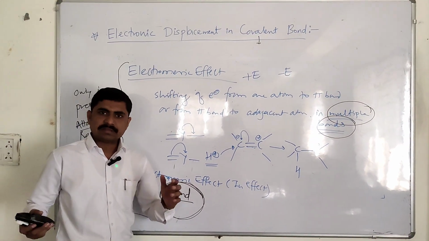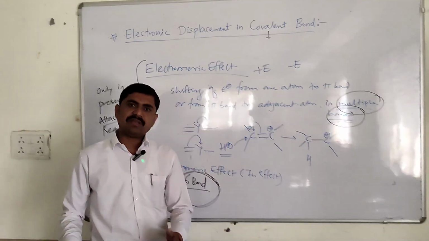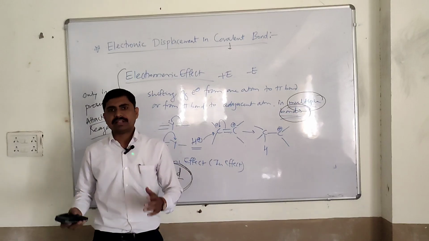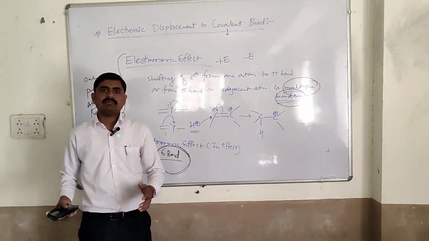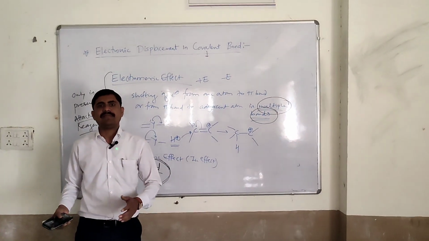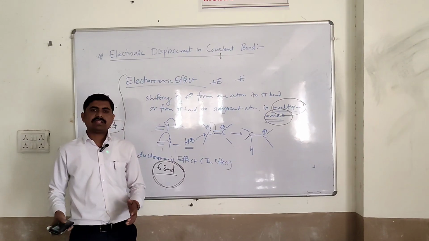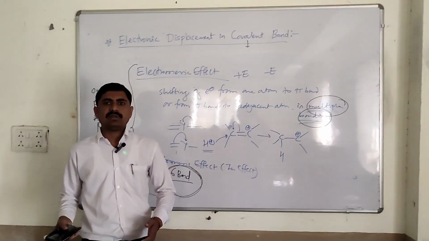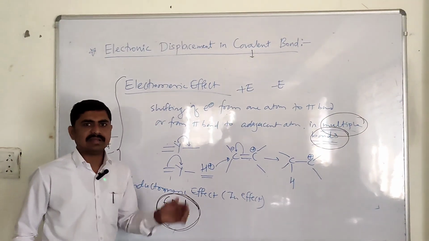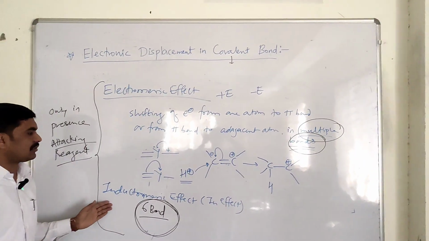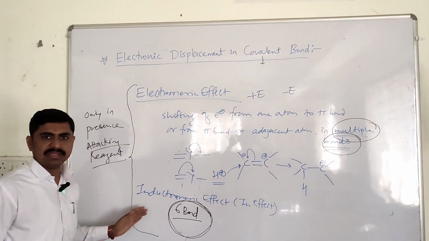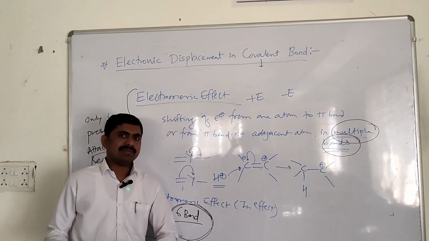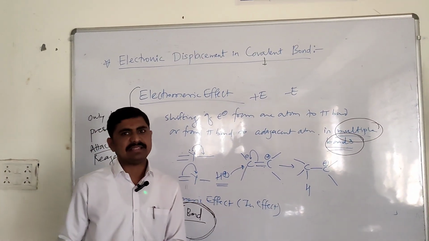So there are 5 effects. Permanent effects include the inductive effect, the mesomeric or resonance effect, and hyperconjugation. These 3 are the permanent effects. And the temporary effects are polarizability effects: the electromeric effect and the inductomeric effect. Actually, the whole organic chemistry is based on these basic concepts.